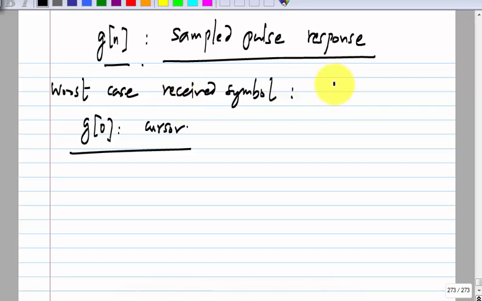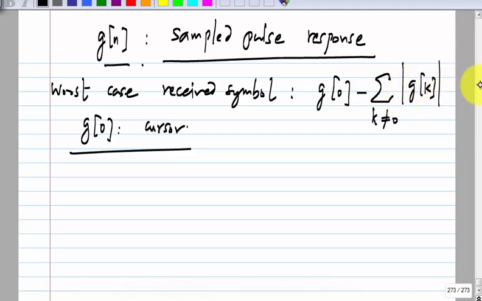The worst case received symbol would be what? G of 0 minus the summation, excluding the cursor, of the absolute value of g of k, right. Now, in case of a low pass channel, a lot of these g's will be positive, but it is not a nice low pass response, right, meaning it will have ringing and reflections and so on. So, some of these things will be negative also. Those things will become worst case if there is a minus 1 there, is this okay.